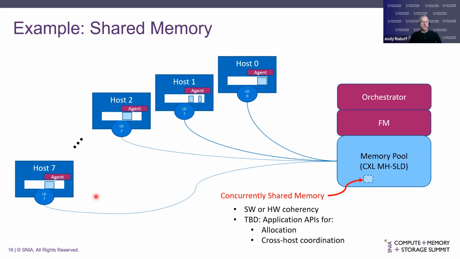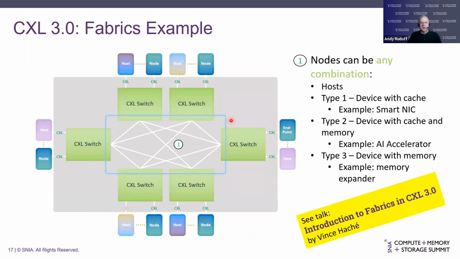And I showed this with just a fairly small number of hosts. But an exciting part of CXL 3.0 is the fabric mechanism, which allows us to scale up to thousands of nodes. And you can see in just this one example drawing how I'm showing a bunch of switches with different kinds of connectivity between them, and the endpoints here are either hosts or different types of devices, like a type 1 or a type 2 or a type 3 device. And there are a lot of different topologies possible here with quite a bit of scalability.